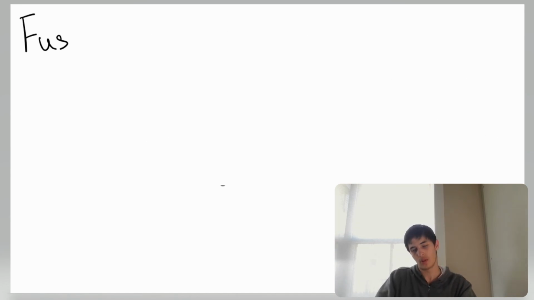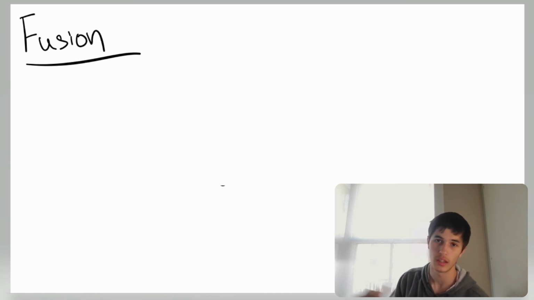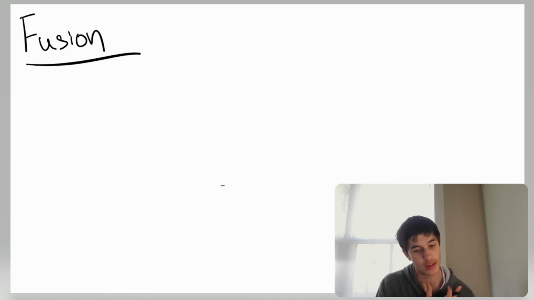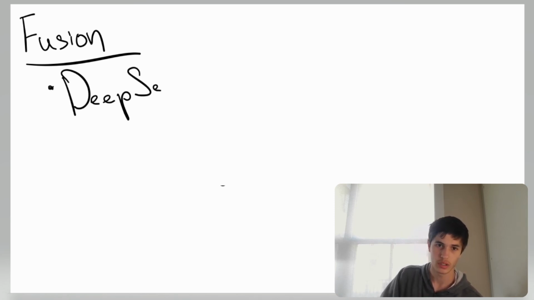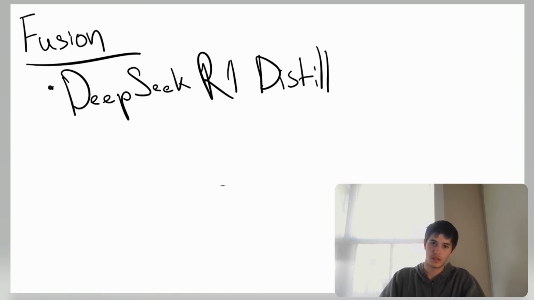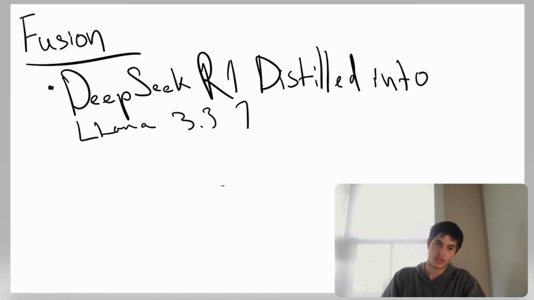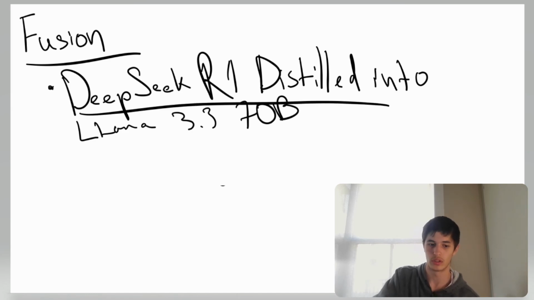Now, you may or may not be familiar with what a distilled model is, right? But let's fuse a Llama model with tool calling with an R1 model that has reasoning, right? A very powerful combination that would be. And then what do we get? We get DeepSeek R1 distilled into Llama 3.3 70 billion.